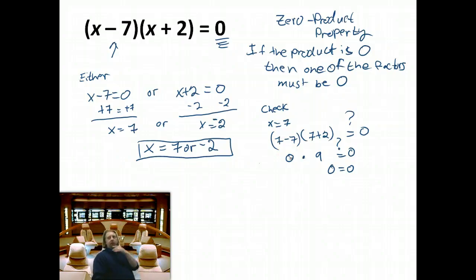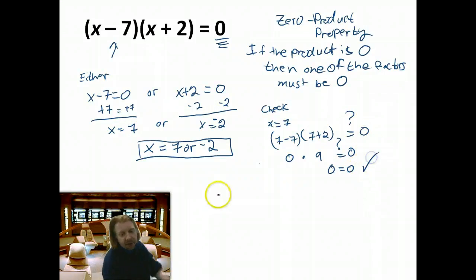0 times 9. 7 minus 7 is 0. You could do the middles and the values. You'll end up at 49 plus 14 minus 14 minus 49, which is 0. It's a lot easier just to work inside the parentheses, though. 7 minus 7 is 0 times 9, which is 7 plus 2. Takes you right back to 0, and it checks out.